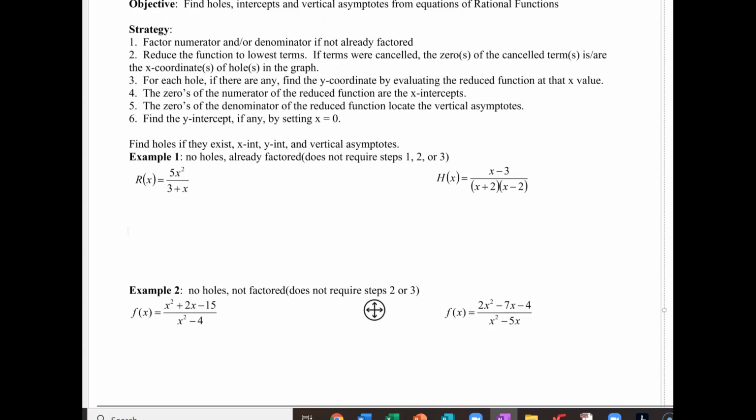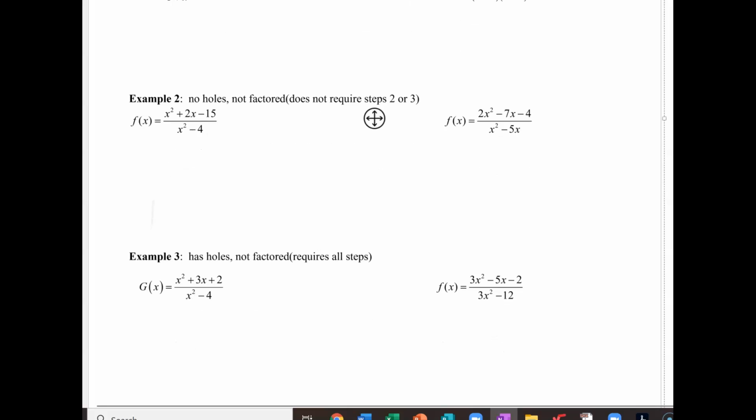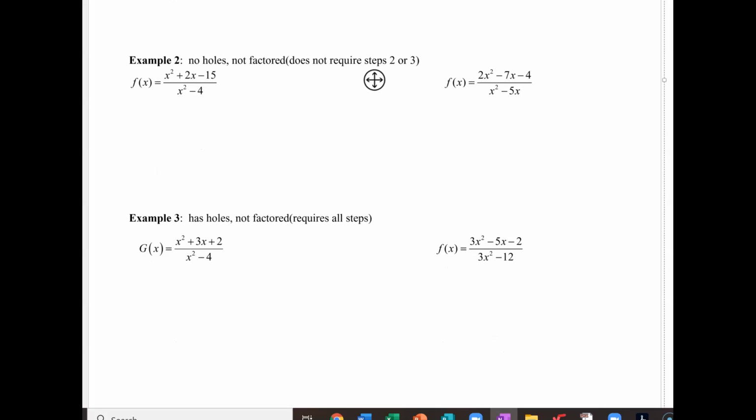So we're going to look at 3 types of examples here. First, we're going to look at an example that has no holes and nothing to factor. It's already factored, so you don't really have to worry about steps 1, 2, and 3 in the first example. The second example does need to be factored, but there's still no holes, so no steps 2 and 3. And the third example is going to have everything, so all of the steps in this process will be there.